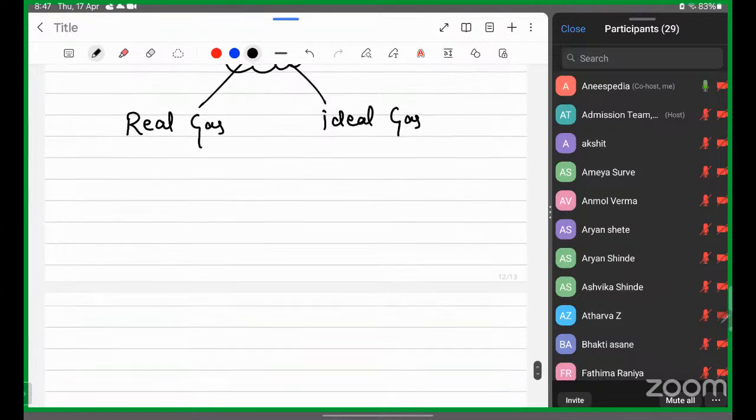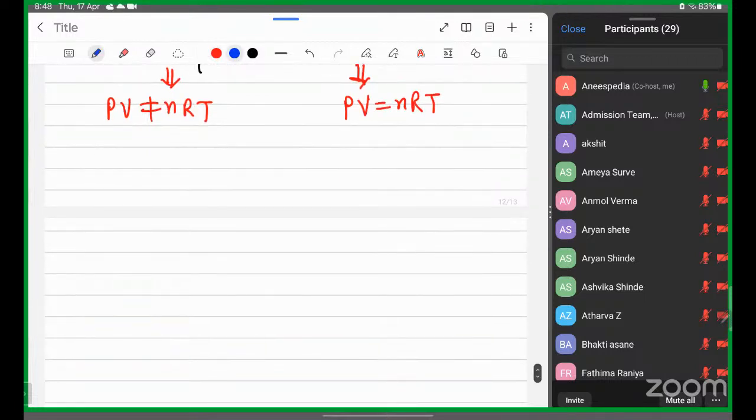The definition for real gas and ideal gas is given by a gas equation, which is PV = nRT. In case of a real gas, PV is not equal to nRT, but in case of an ideal gas, PV is equal to nRT. A real gas can behave as an ideal gas, or a real gas can be made into an ideal gas by changing certain parameters.